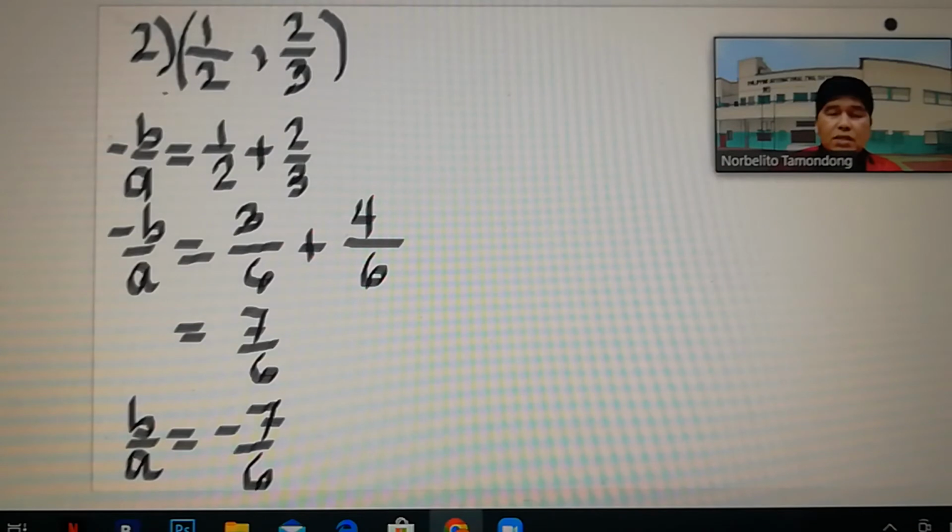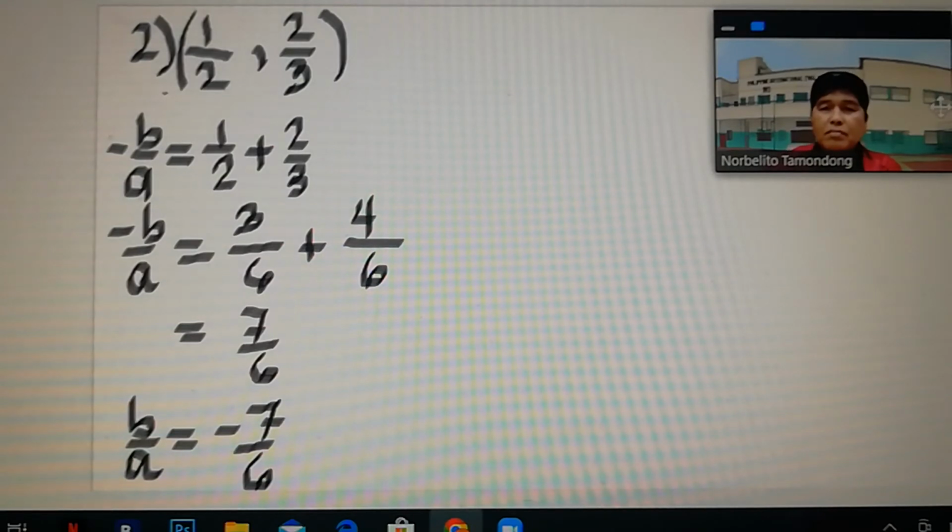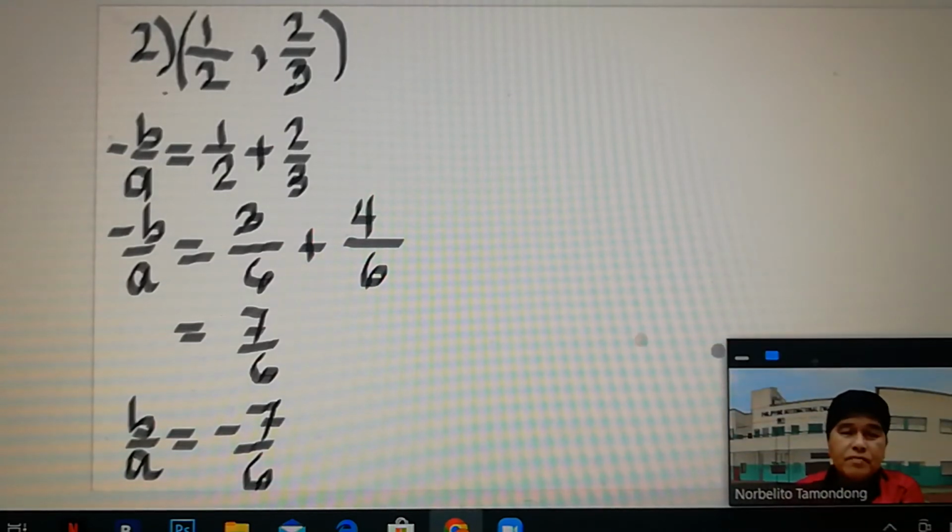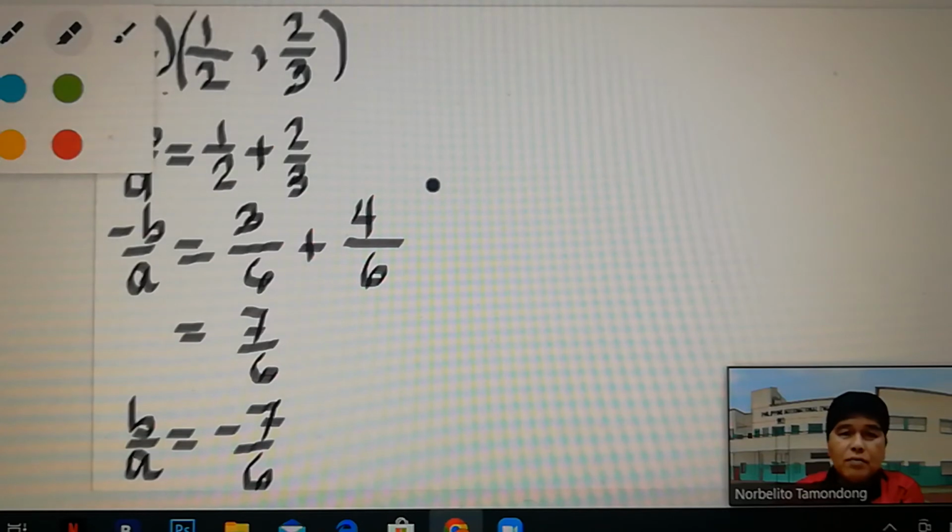The other one is simply the product of the roots of the quadratic equation. The formula for the product of the roots is again c over a.